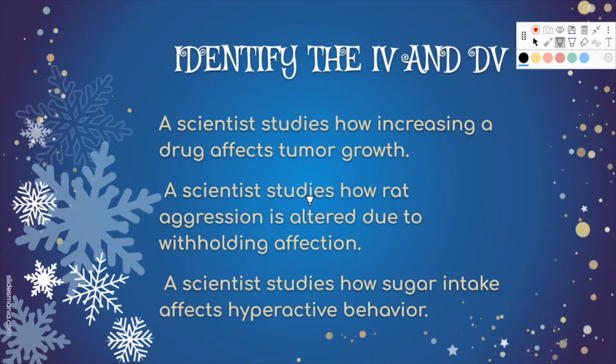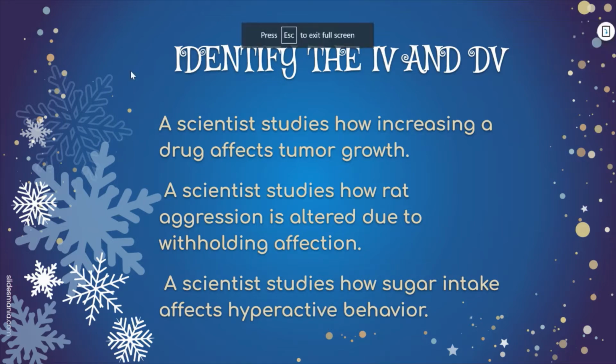Right. So here we have a few other examples. Let's look at these together. A scientist studies how increasing a drug affects tumor growth. In this case, which do you think is the dependent variable and which do you think is the independent variable? A scientist studies how rat aggression is altered due to withholding affection. In this case, which is the independent variable and which is the dependent variable? And finally, a scientist studies how sugar intake affects hyperactive behavior.